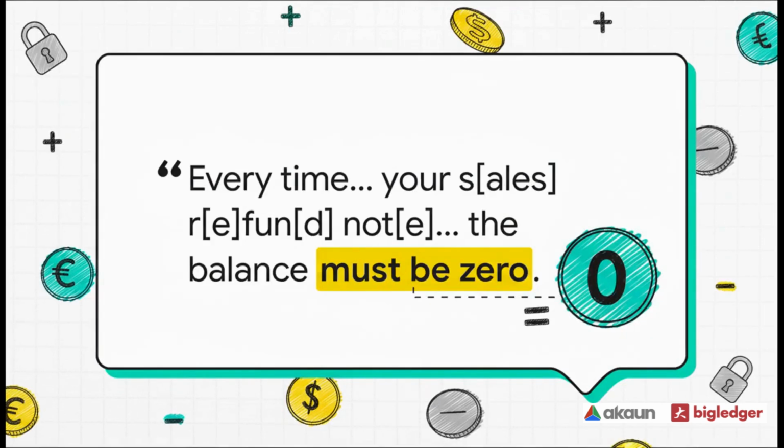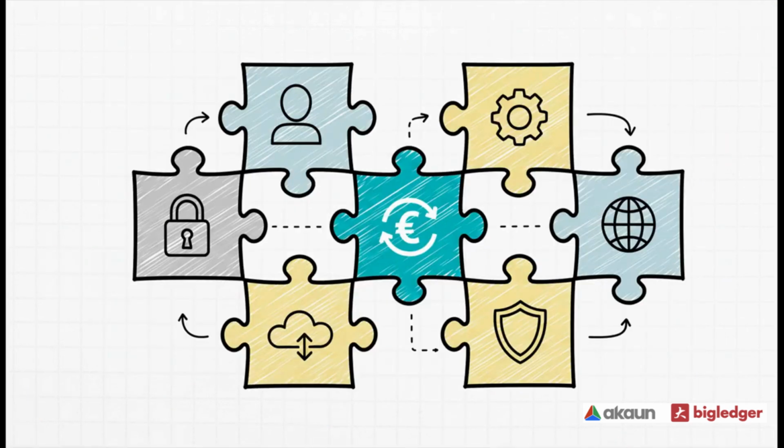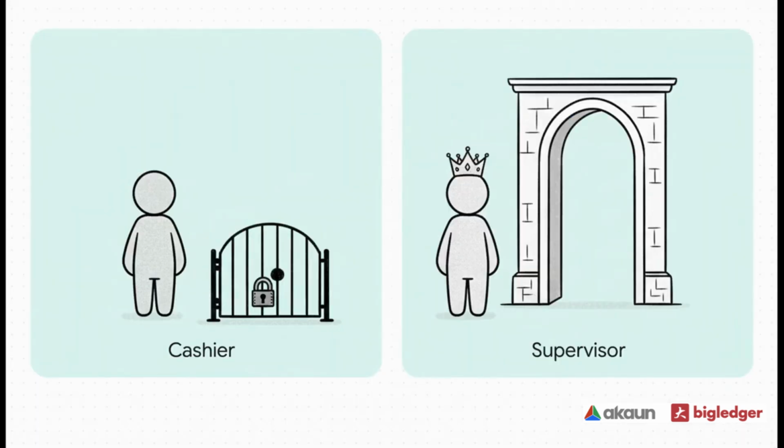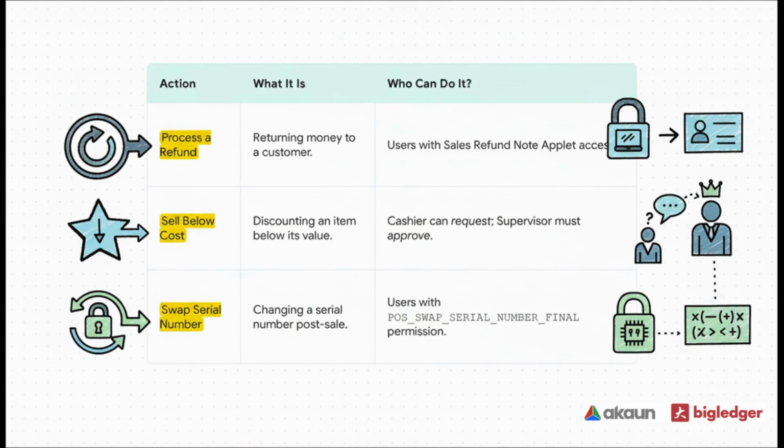And here's the key. The balance must be zero. The refund has to be exact. But this whole permission thing goes way beyond just refunds. It's a huge security feature. So you end up with different levels of power. A cashier can't do what a supervisor can. This is a great example of how different actions are locked behind totally separate permissions.